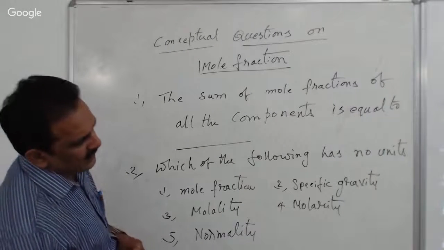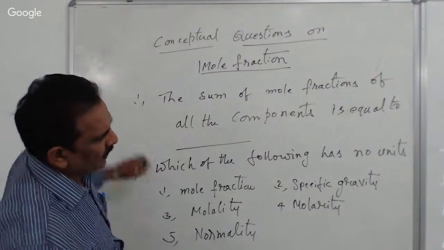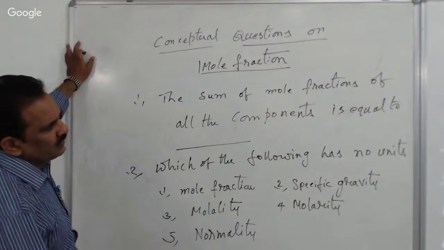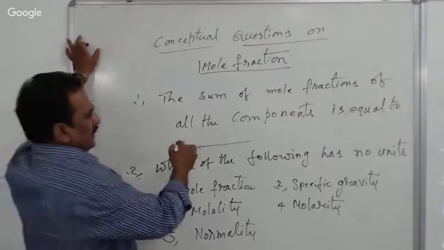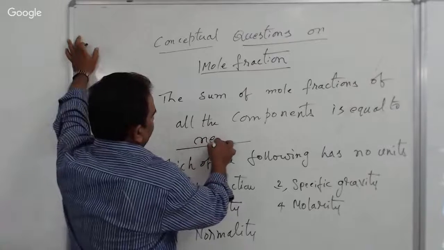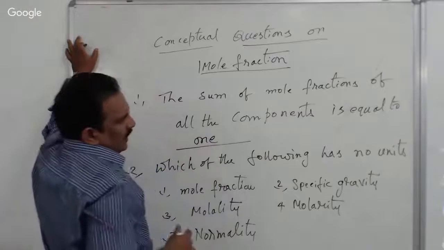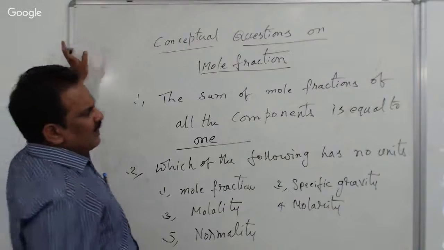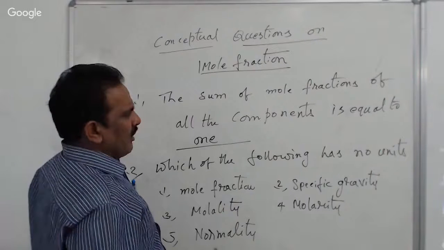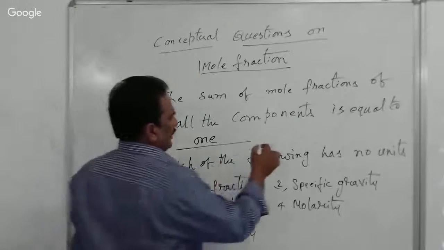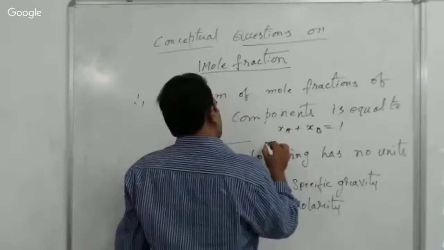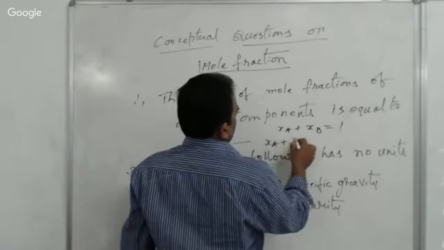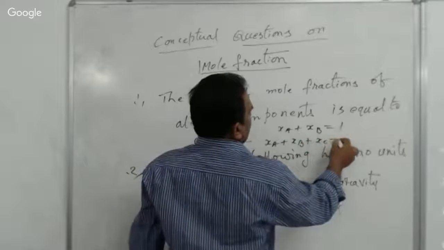Okay, I'll just finish up the session by giving you the answers for these questions. So here the answer is just nothing but 1. In a binary solution, the sum of the mole fractions of A and B is equal to 1, which I can write as XA plus XB is equal to 1. In a tertiary solution, XA plus XB plus XC is equal to 1.